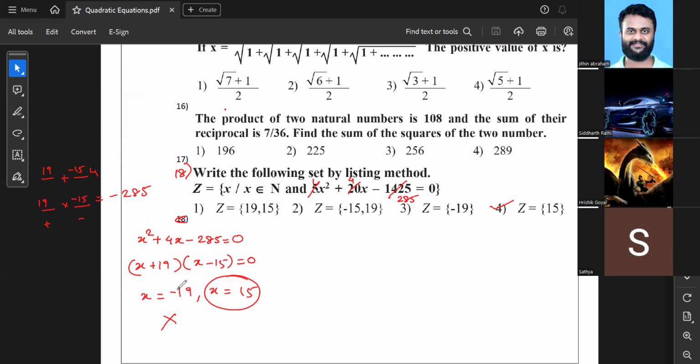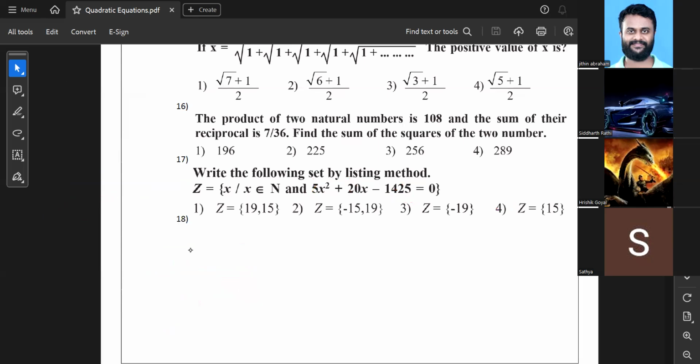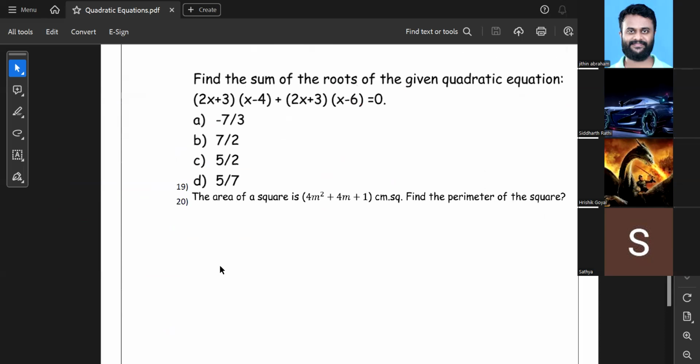Okay, let's proceed further. Find the sum of the roots of the given quadratic equation. So this is your quadratic equation. We have to find the roots and then their sum as well. So let's solve this.